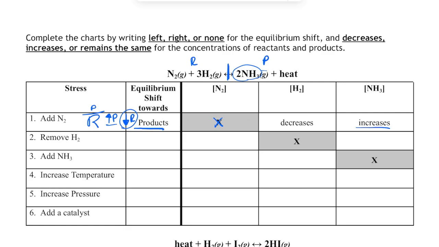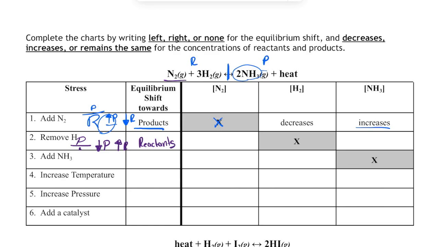Okay, I'm going to do one more with you. Remove H2. H2, let's look for H2. H2 again is in the reactants, okay? So I am going to remove H2. So the reactants now are going to be really tiny. Products are normal. So it means that now products need to decrease in order to go back to equilibrium and reactants need to increase in order to go back to equilibrium. So it's going to shift towards the reactants.